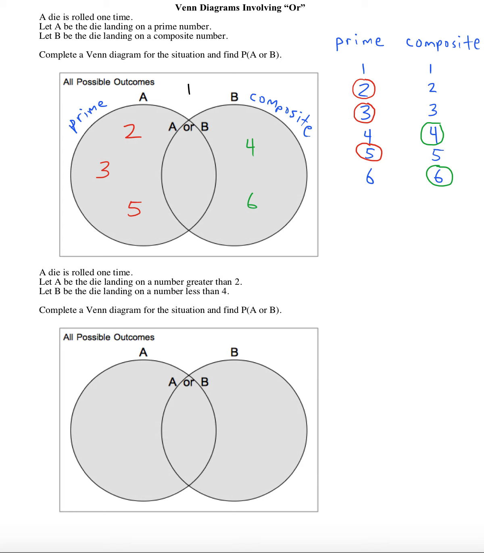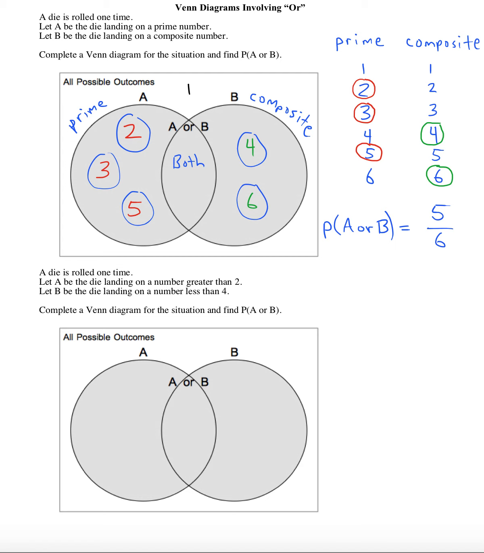All right, so one of the methods we can use to calculate a probability of A or B is to calculate the probability using the Venn diagram. We just want to look for successes out of the total. So anybody who's in the A region or the B region or even both would qualify as a success. So you just got to count them up. 5 out of 6.